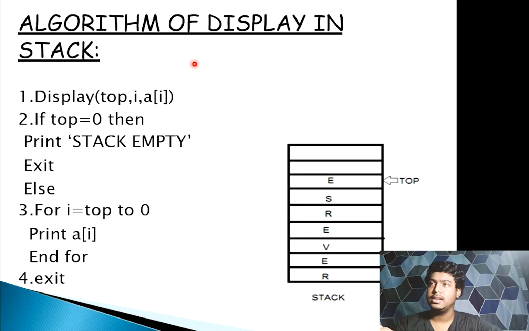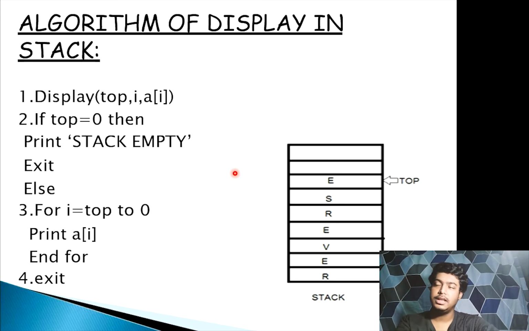So here we have three elements in the method display: top, the topmost pointer; I, the index which we use for a loop; and A[I], the data present in the index position I of the stack A. In case top is equal to 0, the stack is empty and we cannot have anything to display. So in that case we print that the stack is empty and exit the code.